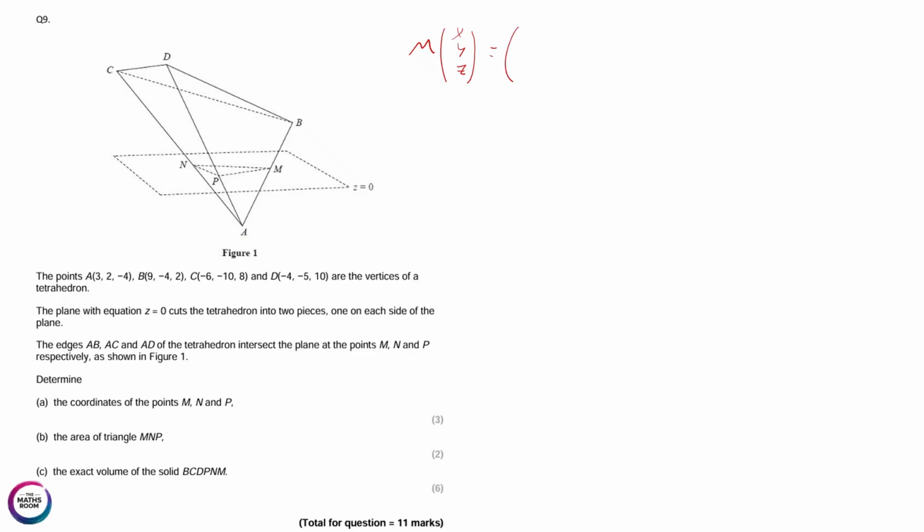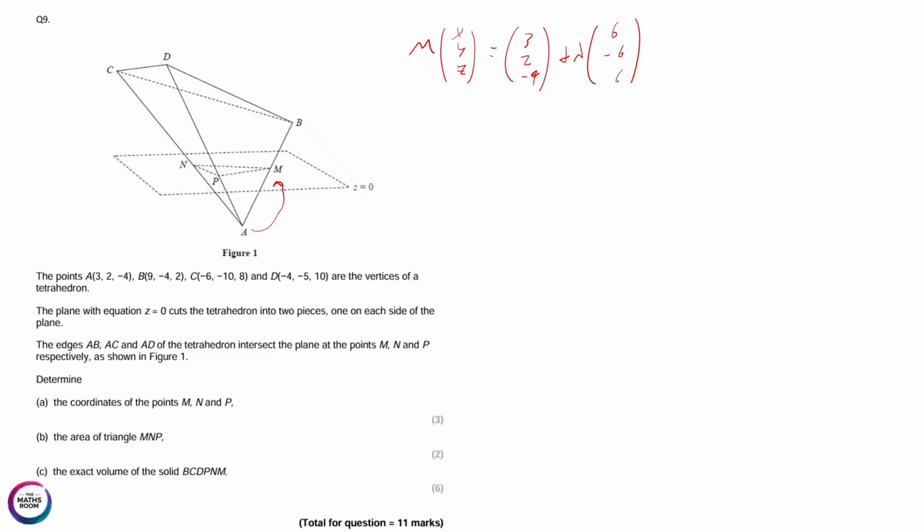Okay, so we know that we start with A, which is the point 3, 2, minus 4. And again, what's happening, guys, to get from here to here, I'm just using some multiple of the vector AB. Start at A, use some multiple of the vector AB to get to M. That's what you do in the equation of a line, aren't we? So let's go lambda times the vector AB, which is B minus A. So it's going to be 6, minus 6, and 6 again, I think.